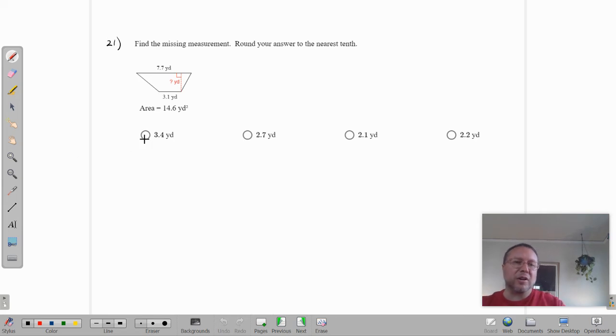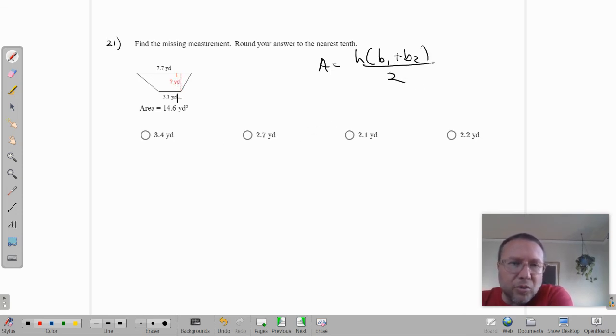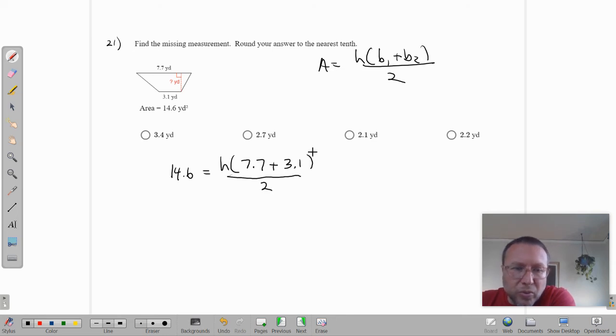21. So same type of question. We're just missing, remember, the area for a trapezoid is the height times the quantity of base 1 plus base 2, all divided by 2. So what's missing here is the height. We know what the area is, so I'm just going to start plugging stuff into this formula. So the area is 14.6. The height is, I don't know, so I'm just going to leave that as h, or you could use x too. Base 1, and again, it doesn't matter which one you call which one, 7.7 plus 3.1, and then that's all divided by 2, right?